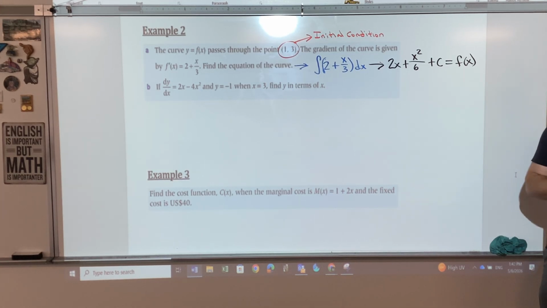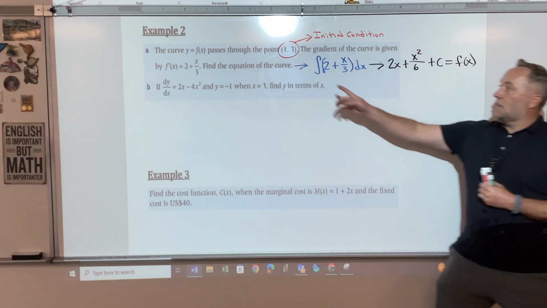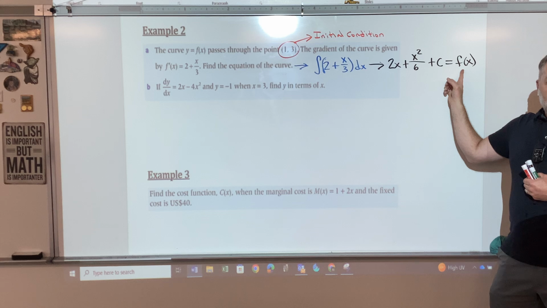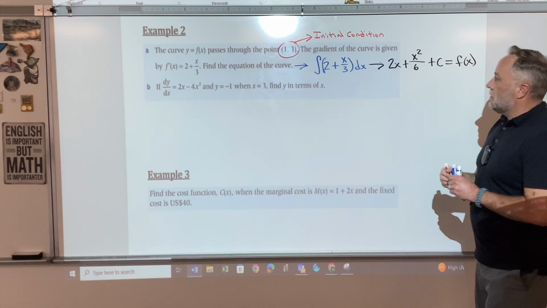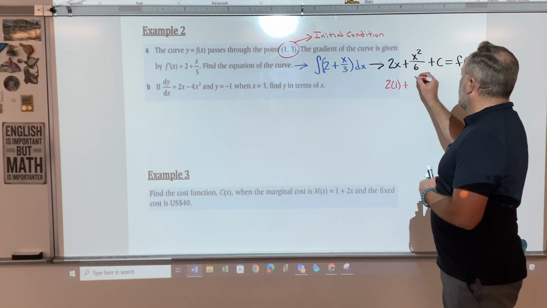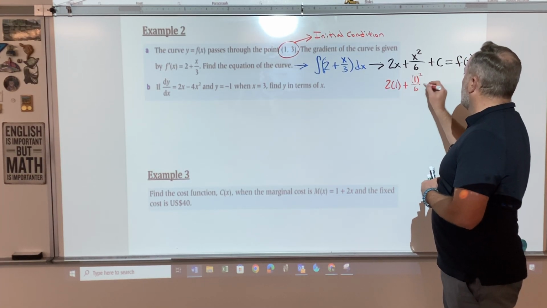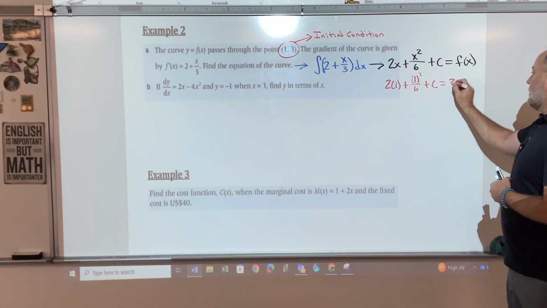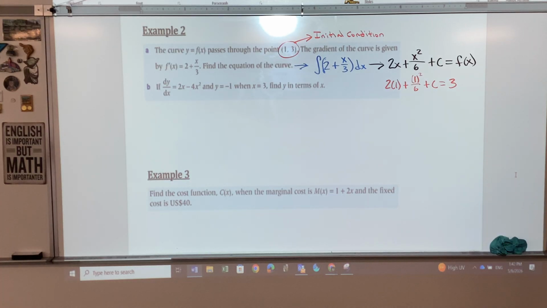So, any thoughts? Yeah. So we just plug in the x value of the point it gave us, and then the y, make it equal to 3. Beautiful. This is an x value. This is a y value, which the y value is this, yeah? Okay, so we can just plug in our initial condition. So x is 1, so it looks like this. 2 times 1 plus 1 squared over 6 plus c is equal to the y value, f of x, which is 3.